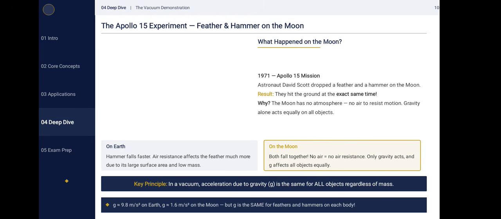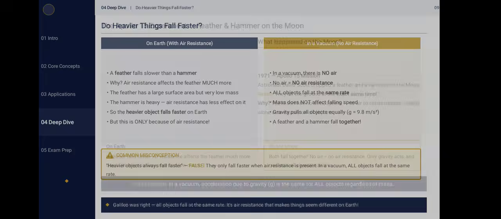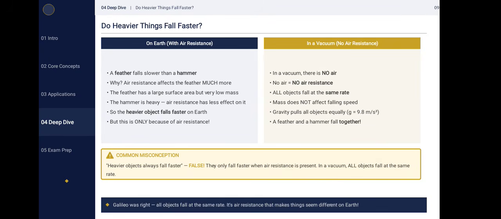Here g will be used as a constant, that is the gravitational constant, and its value is 9.8 meters per second squared. So let us compare the two: how objects fall on earth when there is air resistance, and in a vacuum when there is no air resistance. What is the difference between them? A feather falls more slowly than a hammer if you drop them side by side.